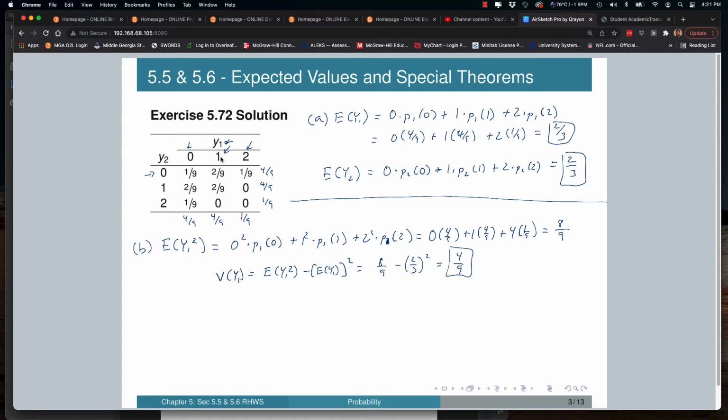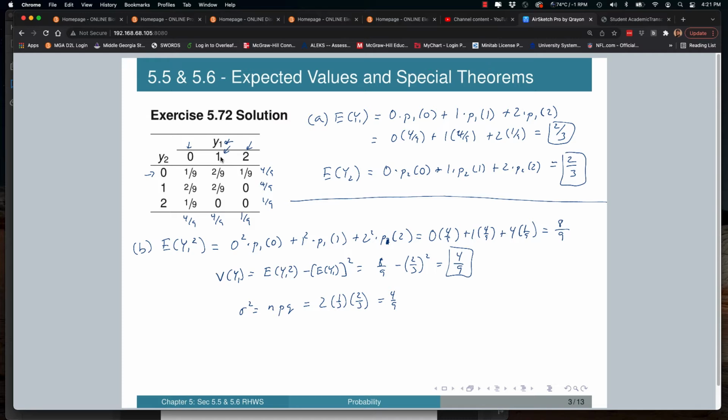I'm not going to keep this on the page, but to answer this using binomial, remember for the binomial distribution, the variance, or sigma squared in that case, is n times p times q. Remember, q is 1 minus p. So n in this case was 2, p was 1/3, and q is 2/3. So if you multiply that together, you get 4/9 as well.